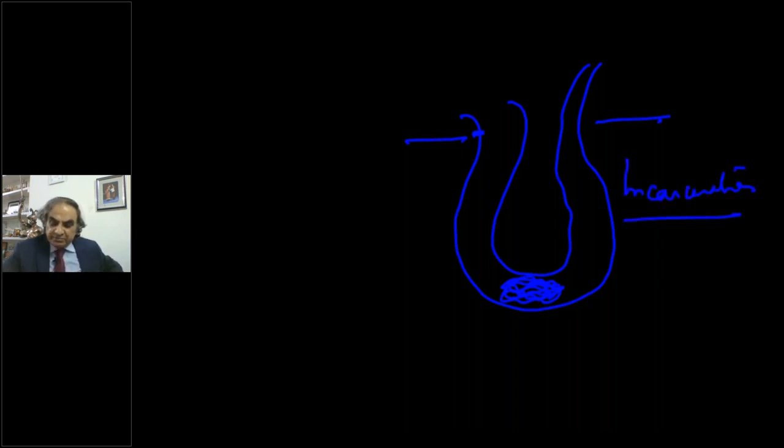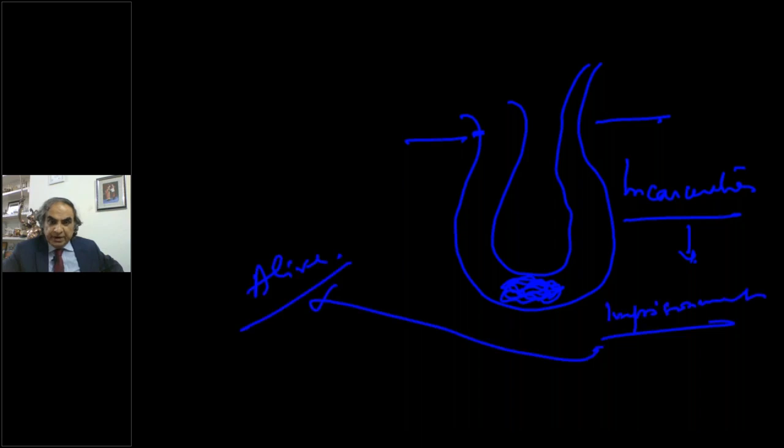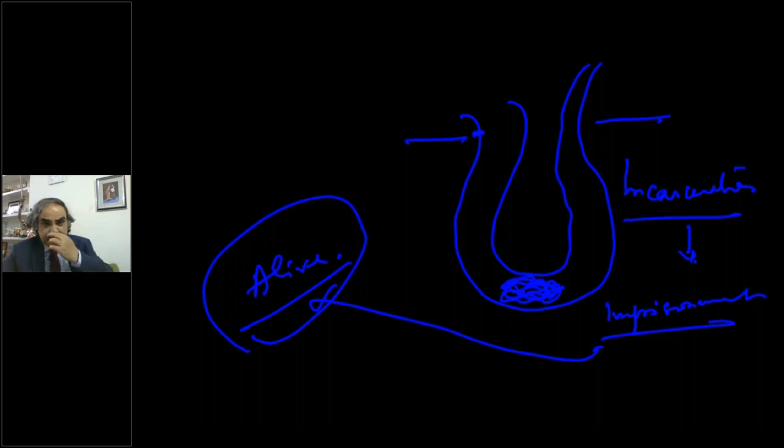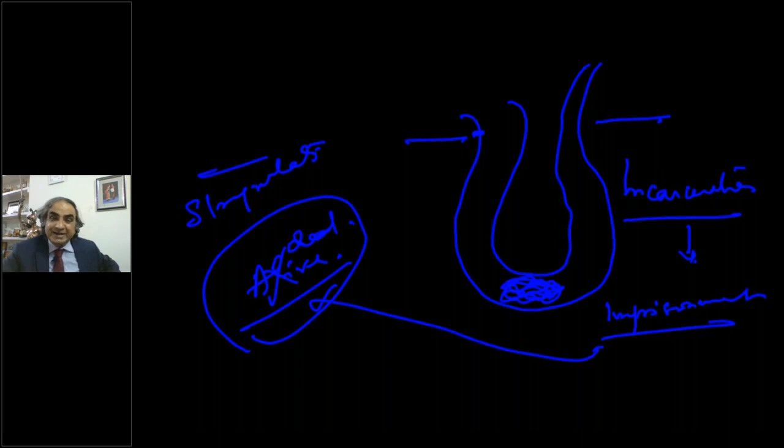It may get obstructed, and incarceration is mostly indicative of imprisonment. And a prisoner is usually alive. We don't have a dead prisoner. The prisoner would be alive and in a cage. So it's a living bowel. You can manage it by, like I said, anytime it is irreducible, you can do a planned surgery, unless the patient is coming with acute symptoms like the case we discussed. And incarceration is not synonymous with strangulation. Please understand that. Because strangulation would mean the prisoner is dead, which is not the case in the prison. Incarceration means imprisonment.